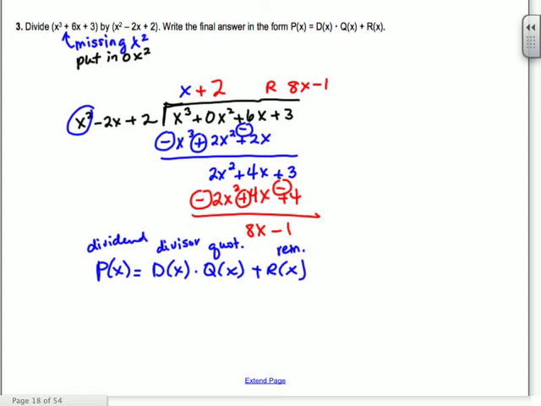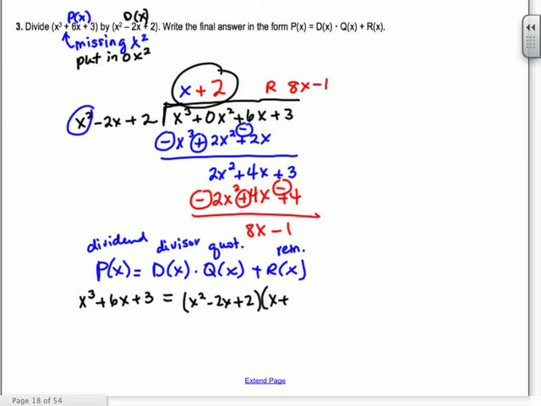Okay, so your dividend was your original polynomial. So this was the p of x. So you're going to have x cubed plus 6x plus 3 equals your divisor. This was your d of x up there. So that's what you were dividing by. So you're going to have x squared minus 2x plus 2. Your quotient was what you got in the end, x plus 2. And then you just say plus, so there's no parentheses or anything, you're just tacking on 8x minus 1. Okay, so that's how you could check your work to make sure it works out.